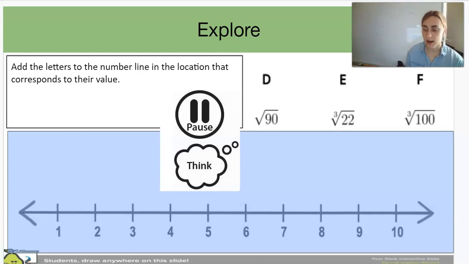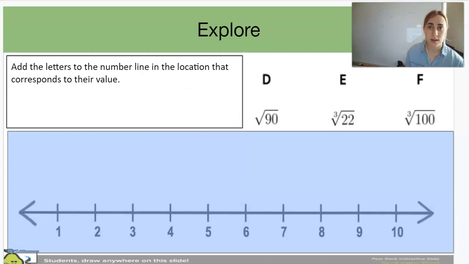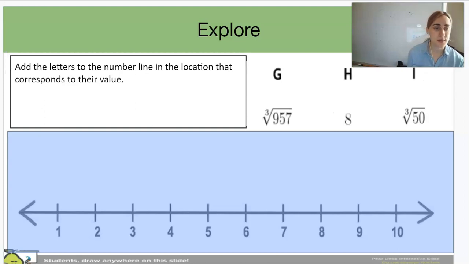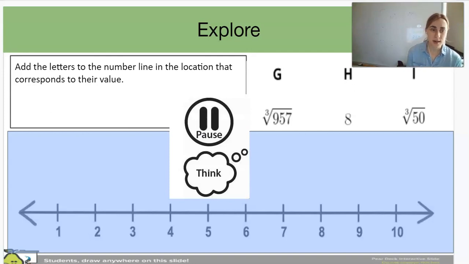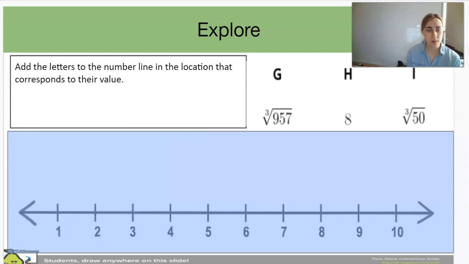When you're ready, we'll move on to the next section of our Explore section, slide D. On slide D, we have a very similar task. We have 3 new letters, G, H, and I. Our goal is to add the letters to the number line in the location that corresponds to their value. This time we have the cube root of 957, the number 8, and the cube root of 50. So pause, take your time to do this task and think it through. When you're ready, we'll move ahead to the last slide of our Explore section, slide C.